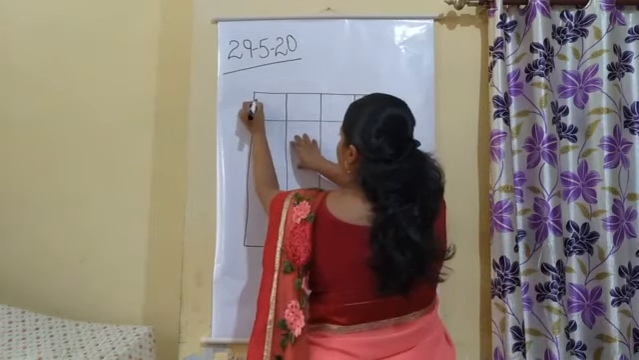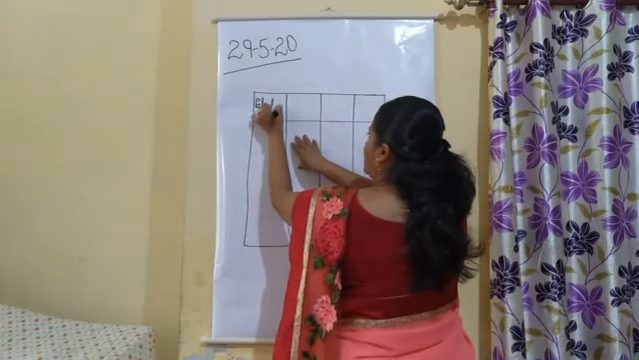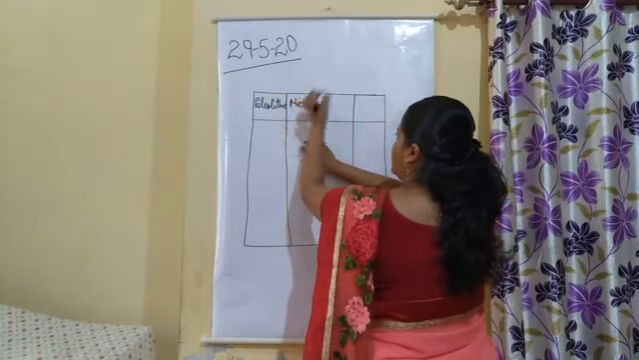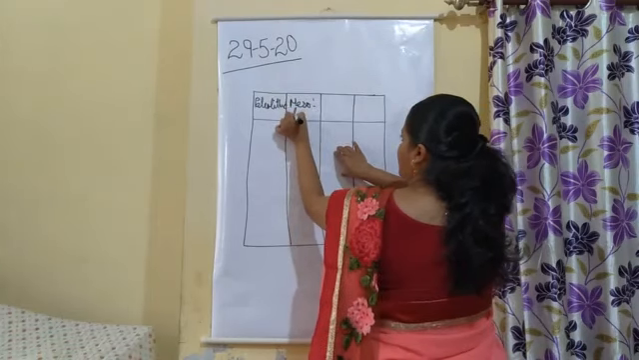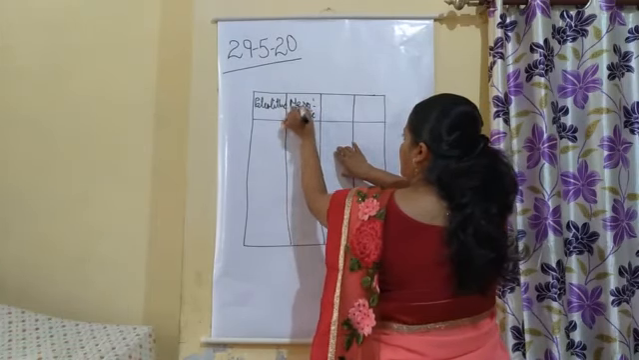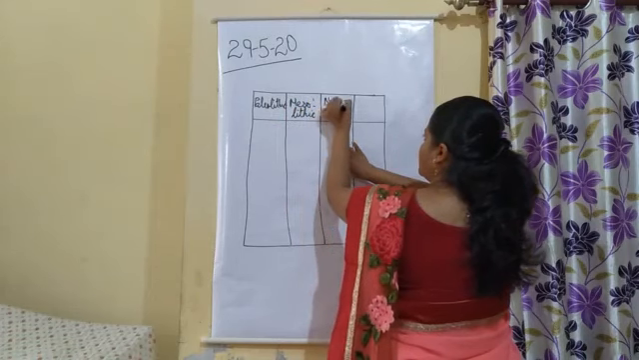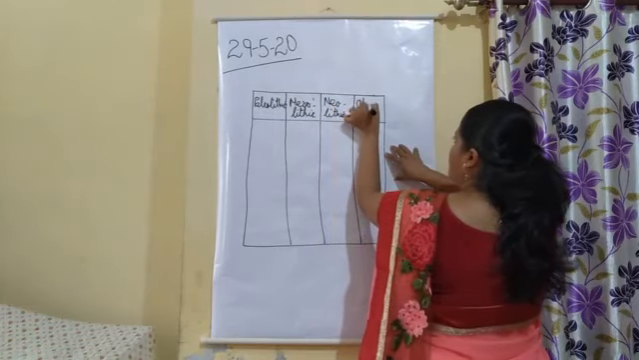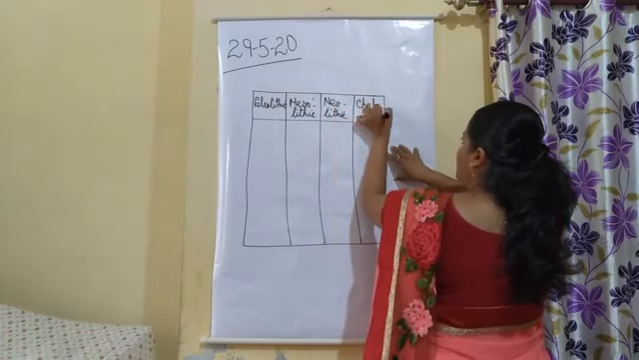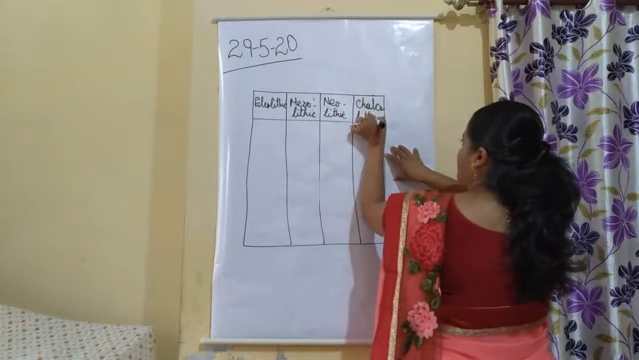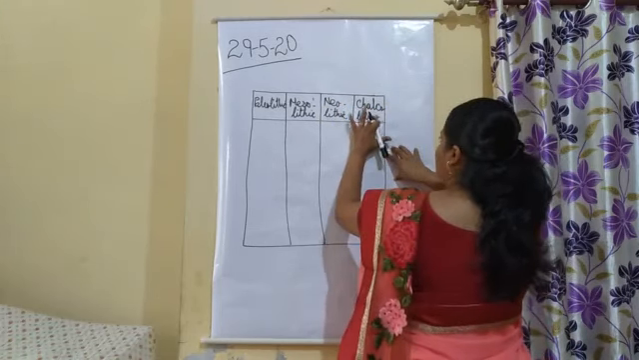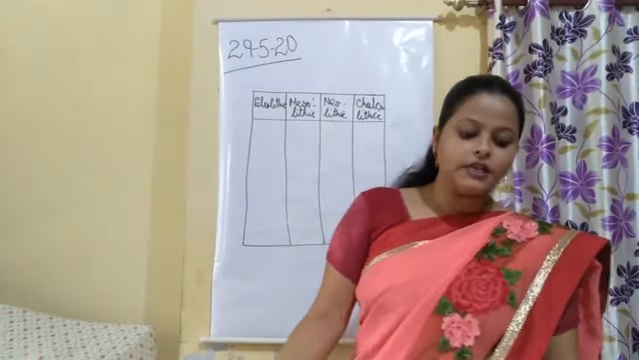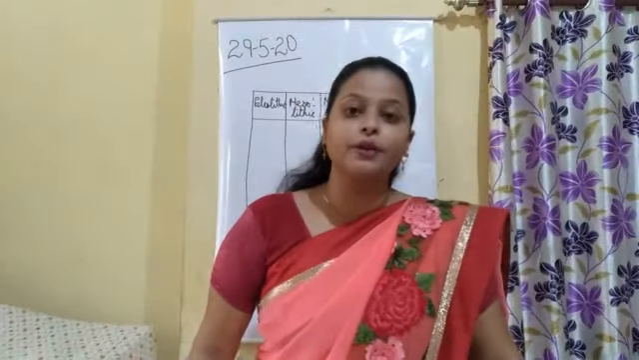Here you will write Paleolithic, then here Mesolithic, then here Neolithic, then here Chalcolithic. Okay. And under this, some points are also given on page number 18.